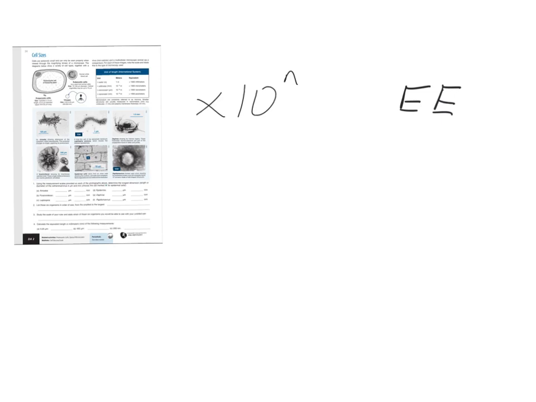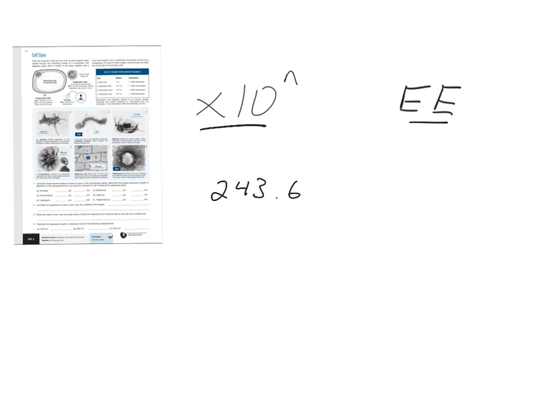Each color on your calculator requires you to push the color button before you push it. There's a main function and then there's a secondary function to each button. So if you see EE, that's the same as times 10 to the n. Is that clear to everyone? Yes or no? Yes.